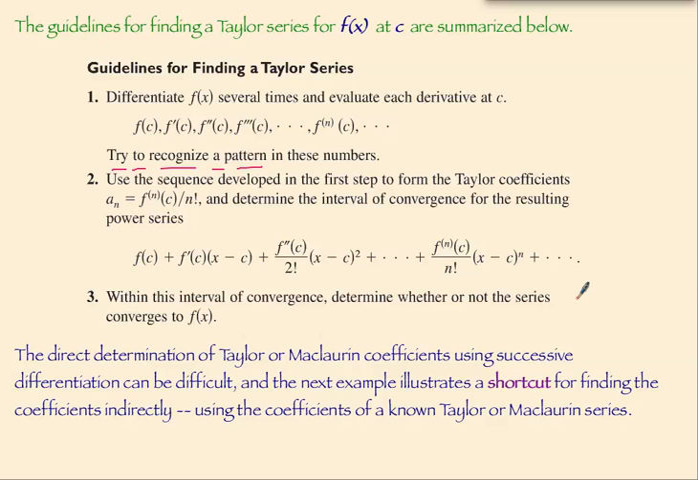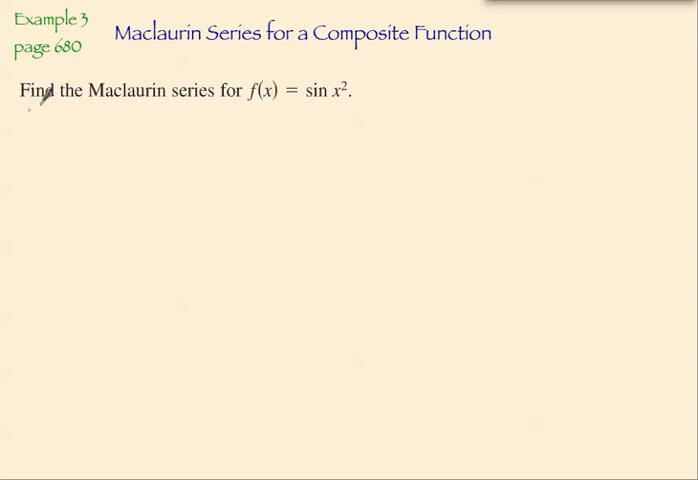The direct determination of Taylor or MacLaurin coefficients using successive differentiation can be difficult, and the next example illustrates a shortcut. Don't we all love shortcuts? It finds the coefficients indirectly using the coefficients of a known Taylor or MacLaurin series. Find the MacLaurin series for sine x squared. All right, what is the first derivative? Already we're getting a little worried because we can see this is going to be 2x cosine x. Then it's product rule, something that we don't really want to deal with.